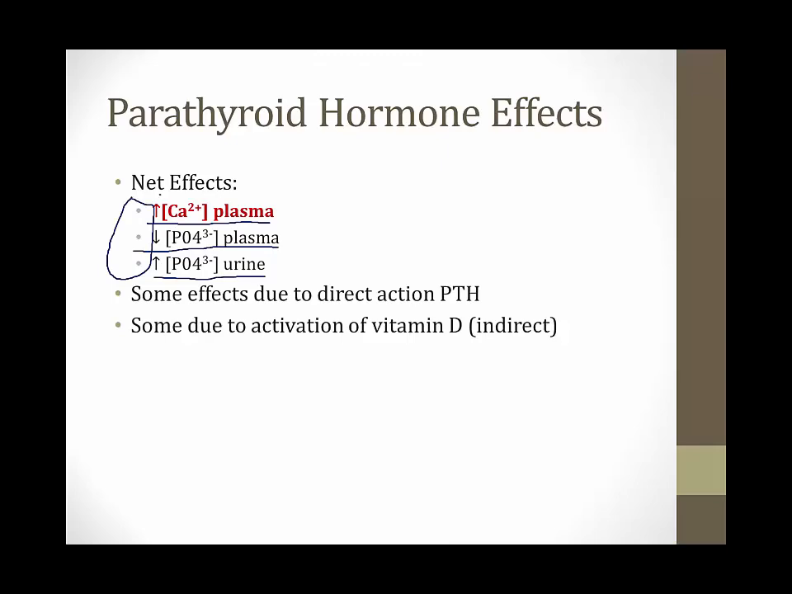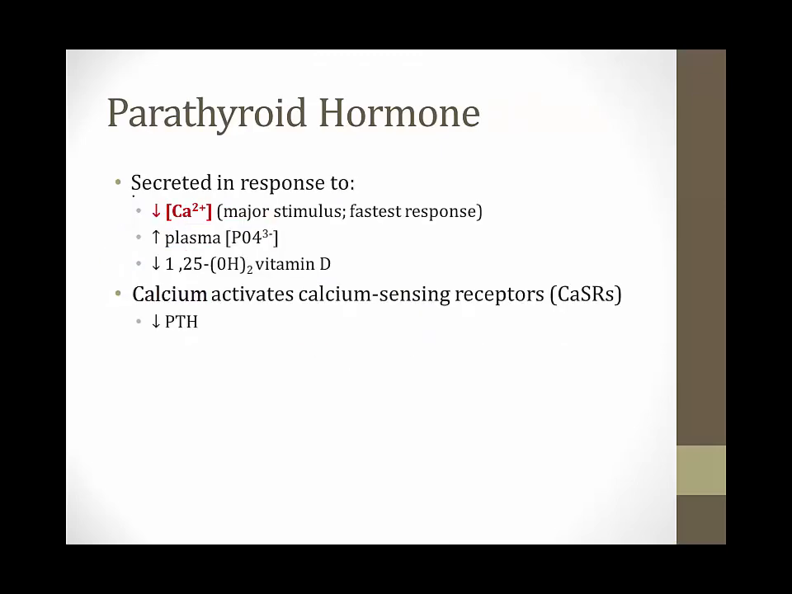Now, some of these effects, as we will see, are due to a direct action of parathyroid hormone. Others of these effects are due to an indirect mechanism via activating vitamin D. There are several different triggers that can lead to the release of parathyroid hormone from the parathyroid glands. The major stimulus for secretion of parathyroid hormone is a low level of calcium in the plasma. This elicits the fastest response from the parathyroid gland. You can also see a rise in the level of parathyroid hormone in response to high plasma levels of phosphate and also to low levels of 1,25 hydroxy vitamin D, which is the active form of vitamin D.